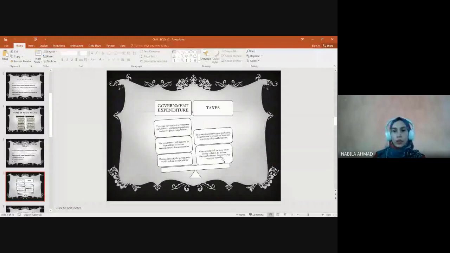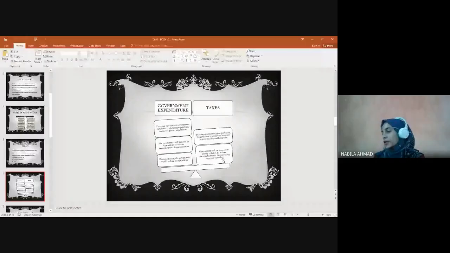So apa itu tax revenue? Tax revenue source is a compulsory contribution that is imposed by the government on private individuals and organizations in order to raise revenue to finance the expenditure on public goods and services. So tax ni kita ada banyak kan, kita ada direct tax, indirect tax, right? So direct tax tu macam income tax, corporate tax. Kalau indirect tax tu macam sales tax, services tax, import duty and excise tax and so on.